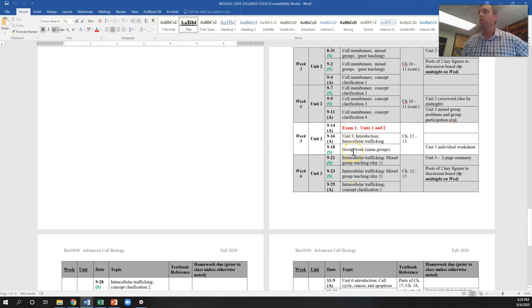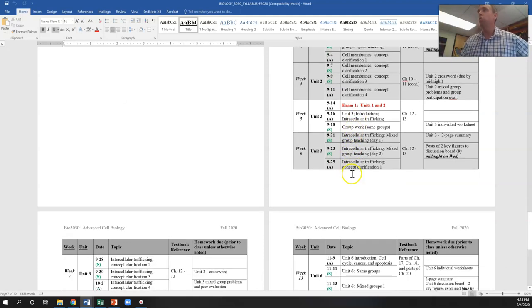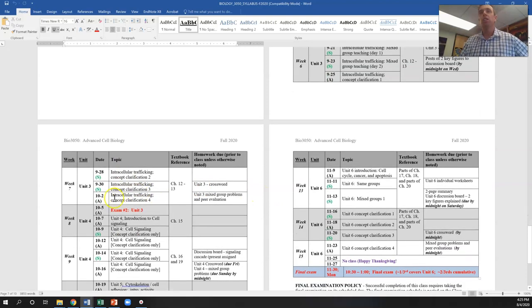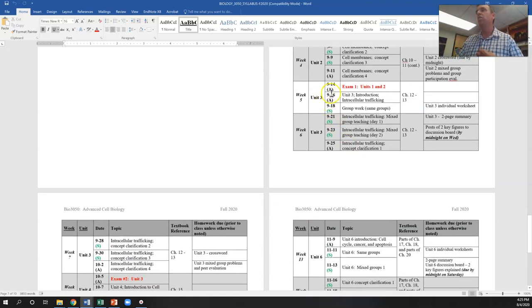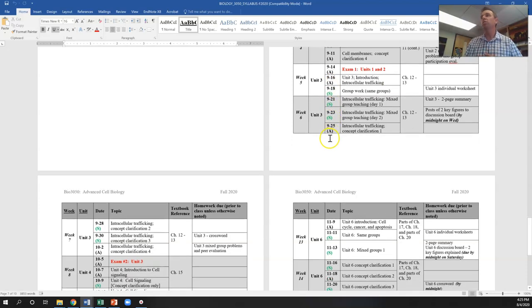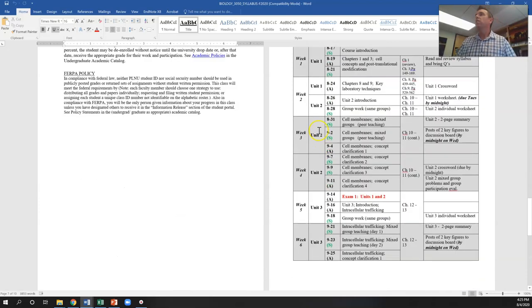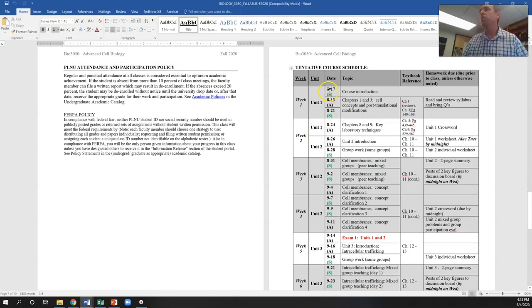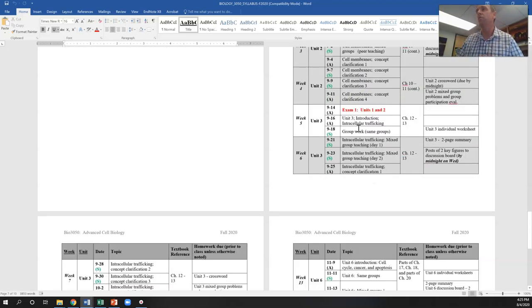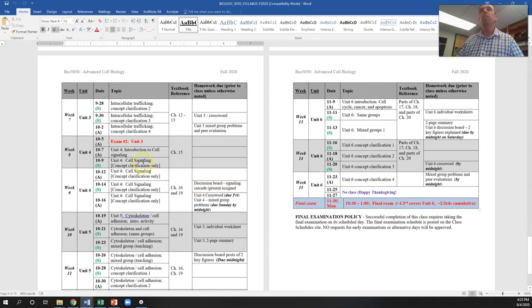Unit 3 introduction, then the same group work, mixed group work, concept clarification, and so forth. And so you can start to see the pattern for asynchronous, synchronous, and so forth. The 2 exceptions to this are Unit 1, which is a little bit shorter. I'll be basically teaching Unit 1 directly. Obviously still there's some worksheets and things like that, the practice problems, but this is just a more normal non-jigsaw format.